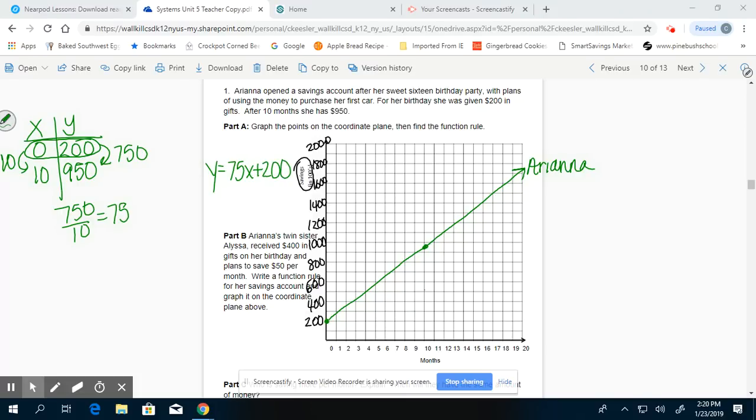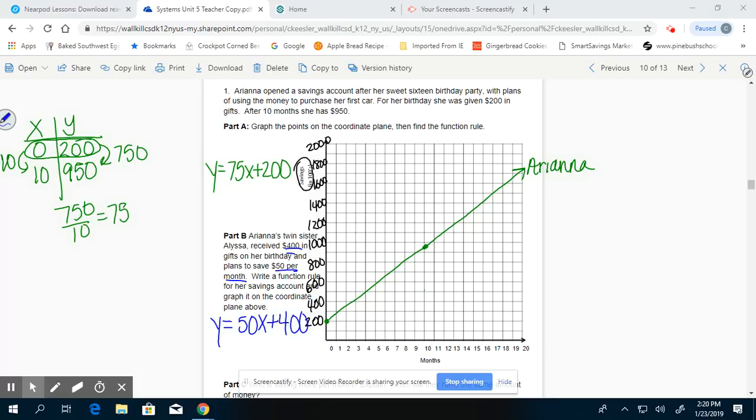Part B, Ariana's twin sister Alyssa received $400 in gifts on her birthday and plans to save $50 per month. Write a function rule for her savings account and graph it on the coordinate plane. Now, Alyssa's line is very straightforward. We see right from the scenario that she gets $50 per month, that's the slope, and starts with 400, that's the y-intercept. So it's y equals 50x plus 400.